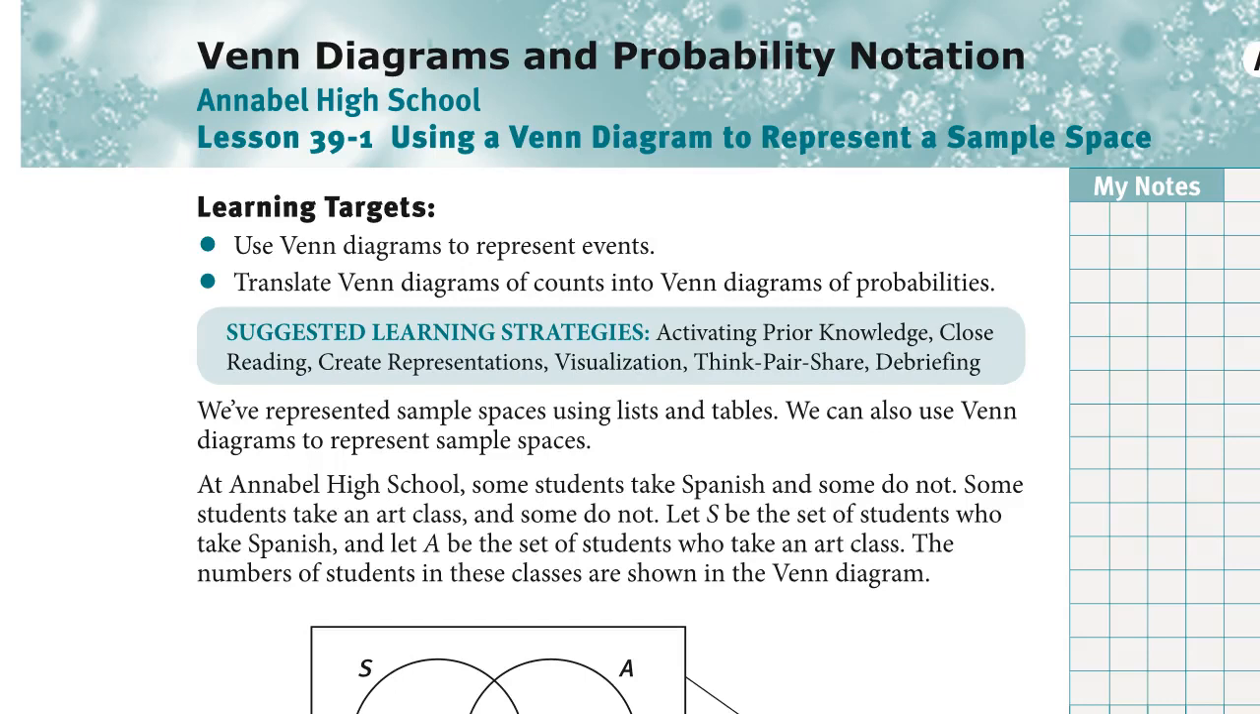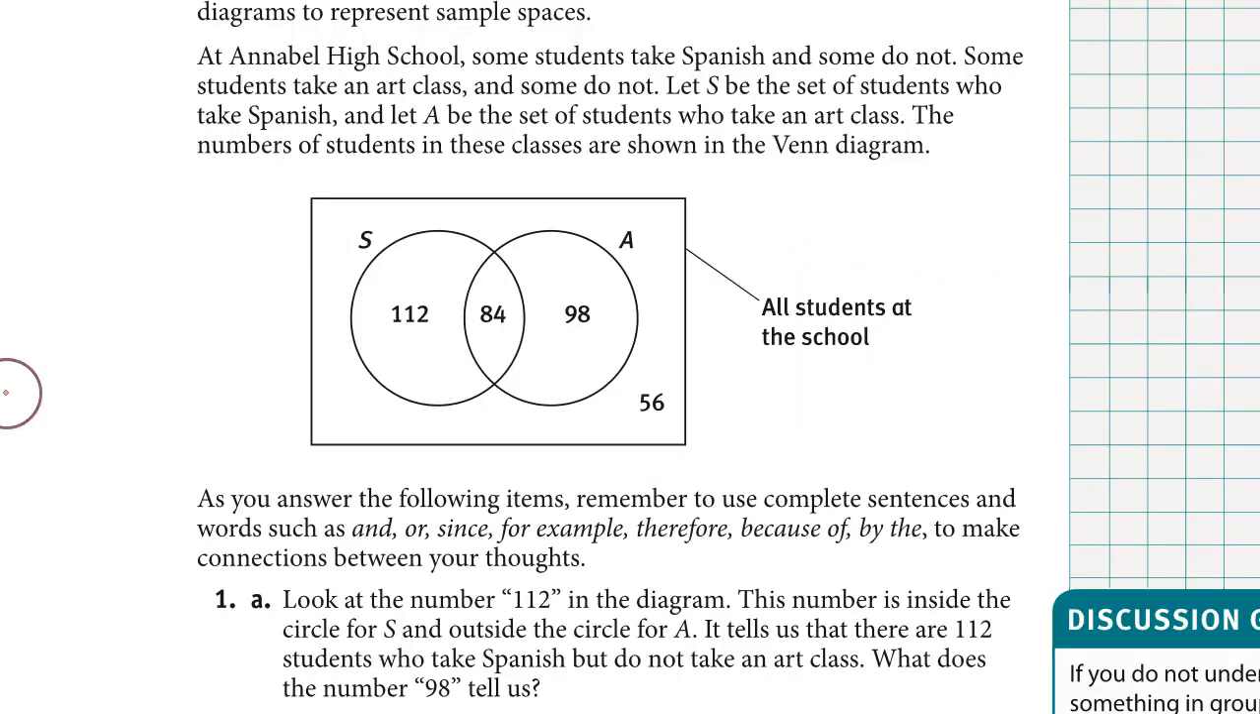This video is for lesson 39-1, using Venn diagrams to represent sample spaces. Learning goals are to use Venn diagrams and to connect Venn diagrams to probability. Here on the screen you see a drawing of a Venn diagram.